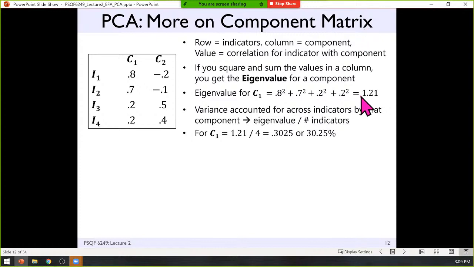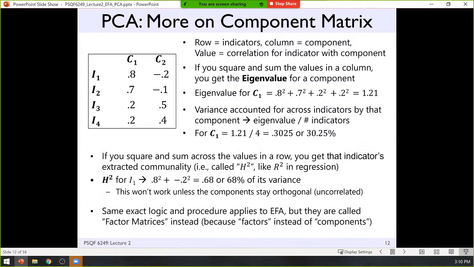How much did we get? 1.21 out of 4. That's like 30% of the information. So of a total variance of 4, our first component got 30% of it. And we can do the same thing to figure out how much the second component got, under the belief, as they currently are, that these two things are unrelated. So component 2 picks up where component 1 left off.